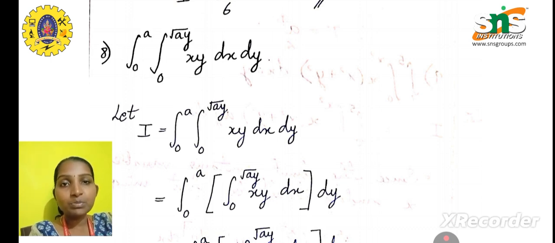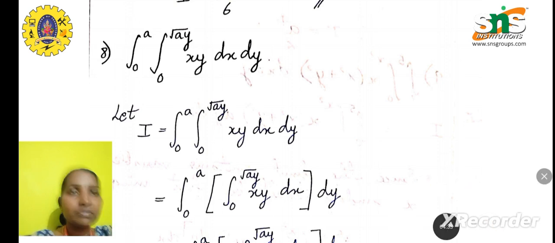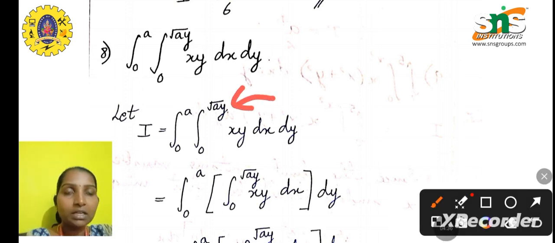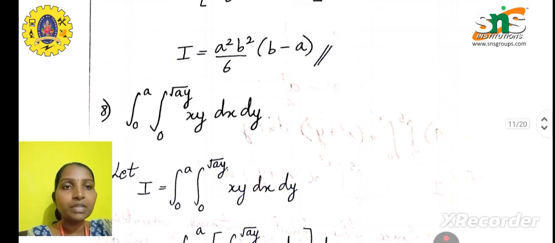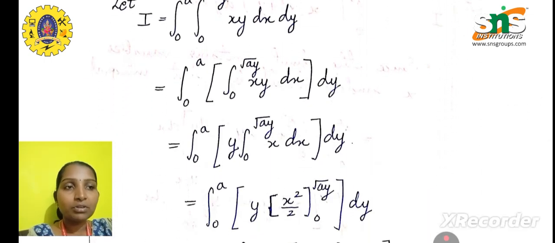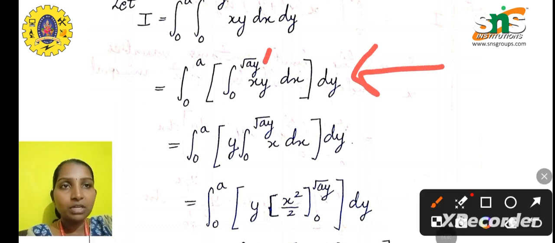In the previous problem, the limit contained only x, but here you have both a constant and a variable. Since the limit has y, you have to integrate with respect to the variable x first. Now we are going to integrate with respect to x. So integral 0 to a will be the outer limit, and the inner limit is integral 0 to root of a y, x y into dx.